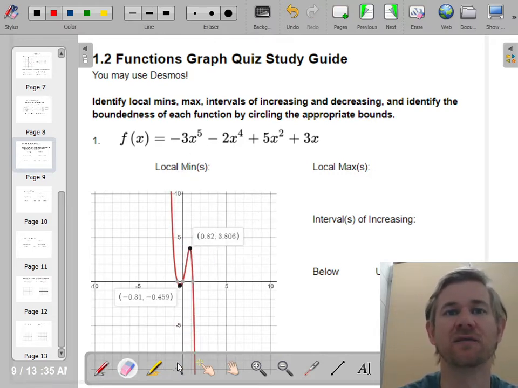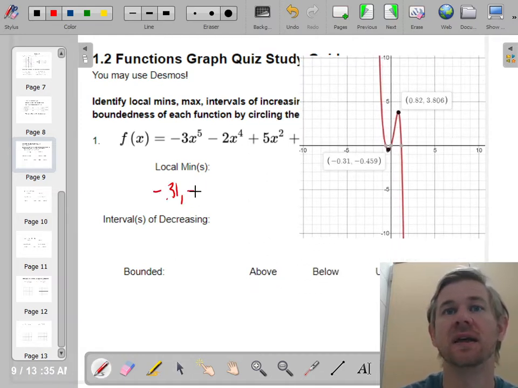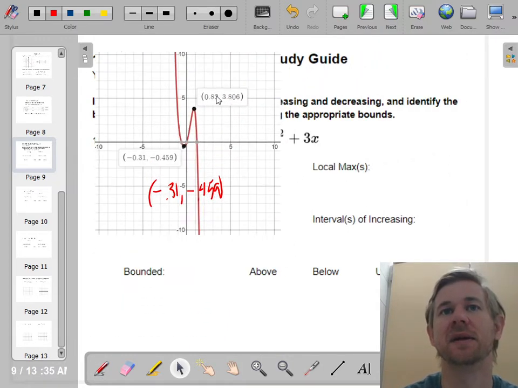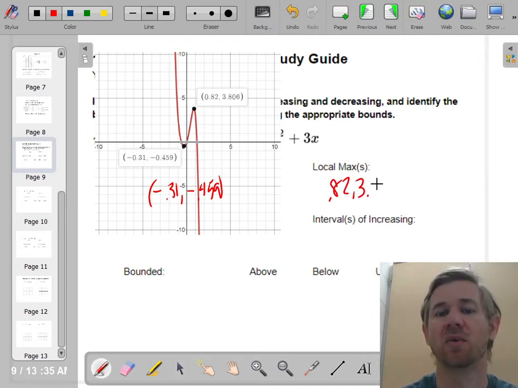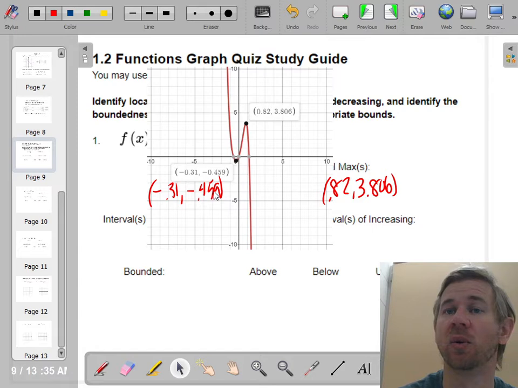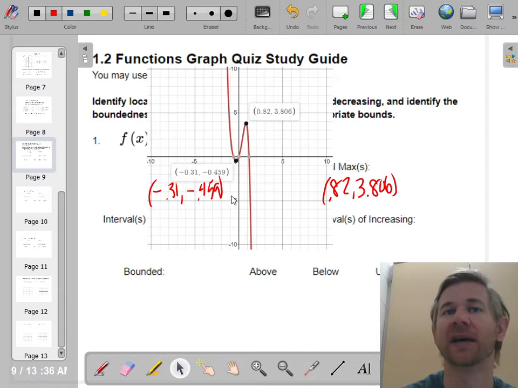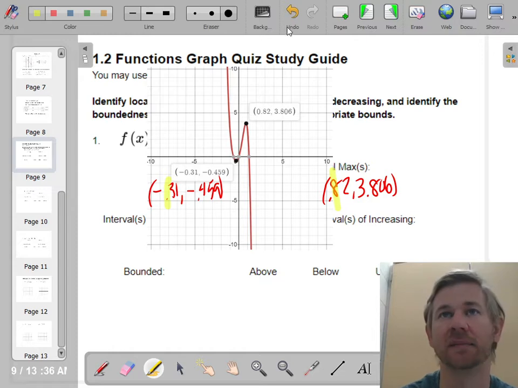So when it says local min, the only local min in this problem is going to be at negative 0.31 and then negative 0.459. That's an ordered pair. The local max is up here, same idea, it's a turnaround point, but that one's going to be 0.82 and 3.806. So I have my local mins, I have my local maxes. Now the turnaround points are what I'm going to use when I talk about intervals. I don't really care about these zeros or the y-intercept or any of that other stuff. All I care about are the turnaround points. So all of my intervals are going to use these x values and then positive or negative infinity, basically.